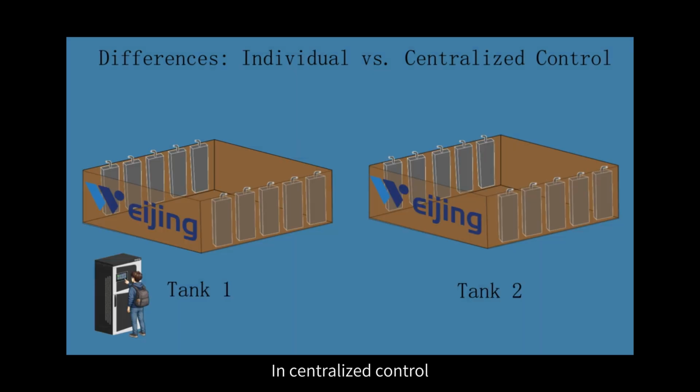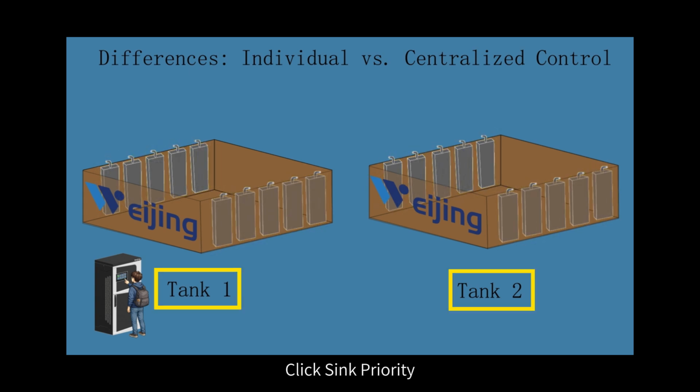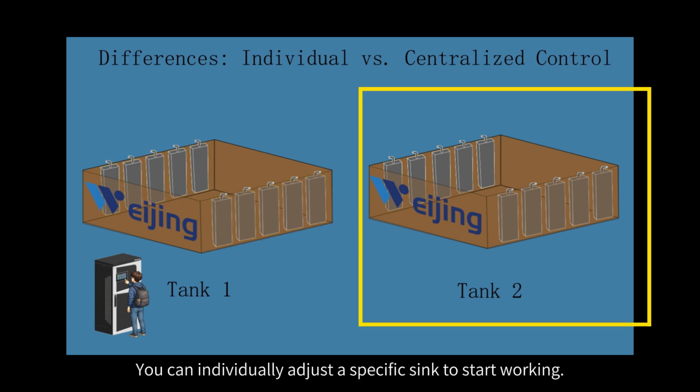In centralized control, click Full Cabinet Priority. Then all the hosts in the cabinet will start working. Click Sink Priority. You can individually adjust a specific sink to start working.